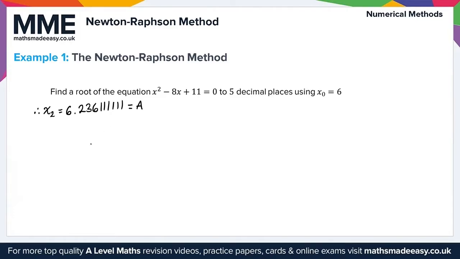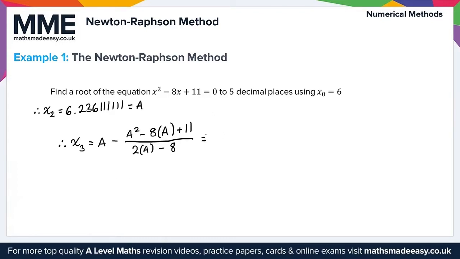So here, I'm going to use our Newton-Raphson formula to find x3, and that's going to be A minus A squared minus 8 lots of A plus 11, divided by 2 lots of A minus 8. Notice all I'm going to do then is use this value instead of A, of course. So I'm just substituting that back in. So it's going to be 6.2361111 minus that value squared minus 8 lots of it plus 11, divided by 2 lots of it minus 8. Obviously, because it's quite lengthy, it's easier to visualize with this substitution.